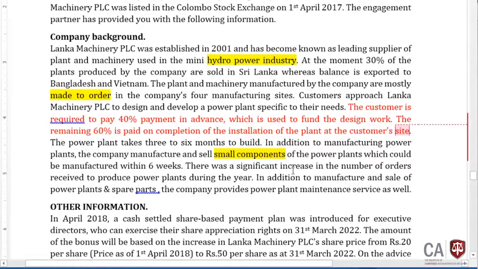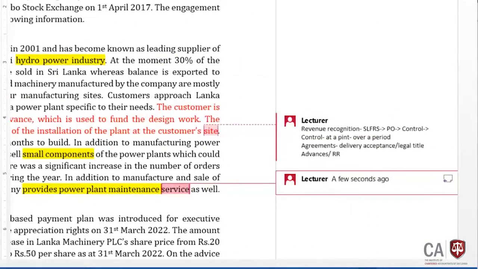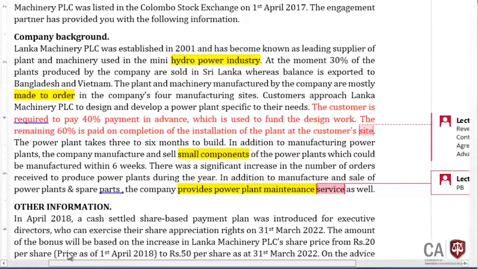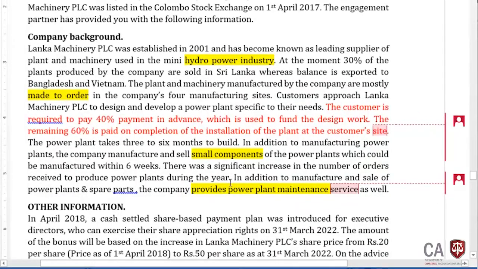There was a significant increase in the number of orders received to produce power plants during the year. So, there is a lot of business during the year. In addition to manufacture and sale, the company provides power plant maintenance service, again another category of revenue. So, we also see there are multiple categories, and again this can be a sub point in your answer. How do we record how the performance obligation is delivered at that stage? Is that when the service is done or what? Those are to be clarified. So, we have already identified one big point for our answer. Do not forget this answer also has another part to respond. So, let us read the balance.